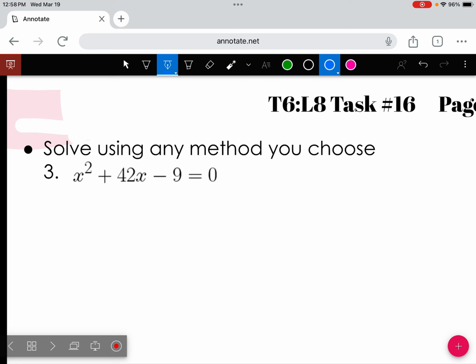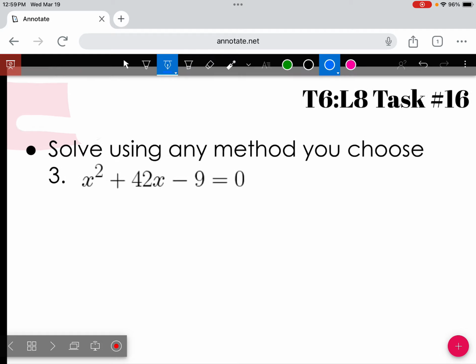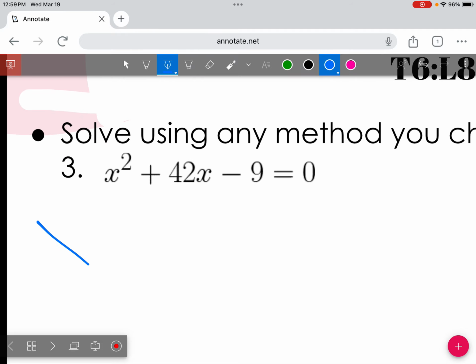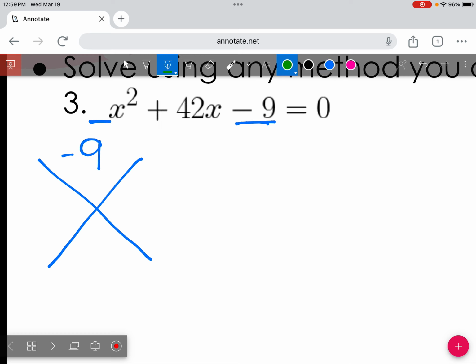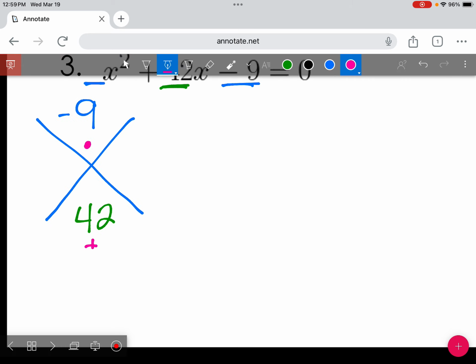We could try and factor it, because this looks like a quadratic, so let's see if we can factor this thing. That's when we use our x in our box. What goes at the top of our x? A times c. So that would be our 1 and our minus 9, so we'd have a minus 9 up here. And our b is a 42. Is there a pair of numbers that's going to multiply to make negative 9 and add to make 42?